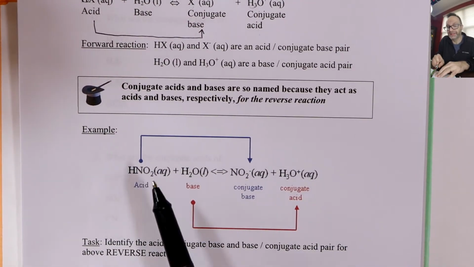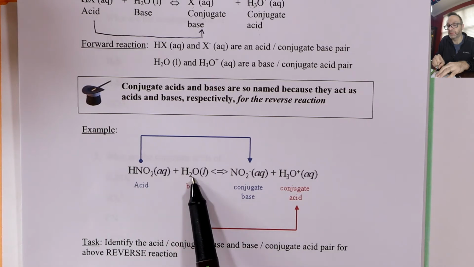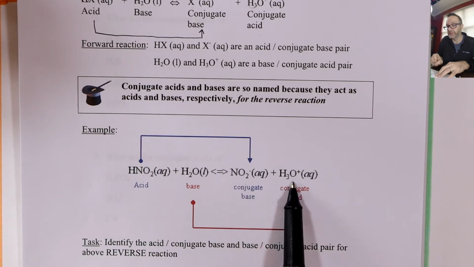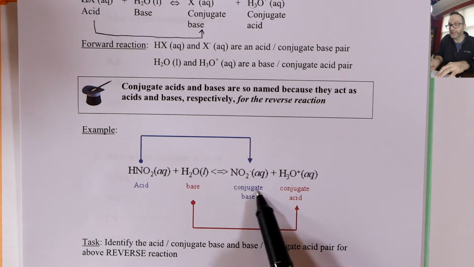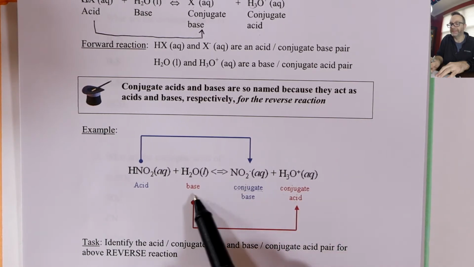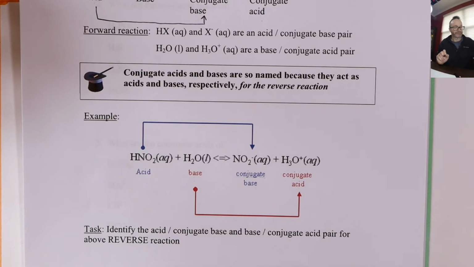Okay, so here's, I think that's nitrous acid. So HNO2 plus water turns into NO2 minus and H3O plus. So obviously this lost a proton, so it's now a base, but we call it a conjugate base. This gained, so it's a conjugate acid. So the base turned into a conjugate acid, and the acid turned into a conjugate base. Okay. Task.